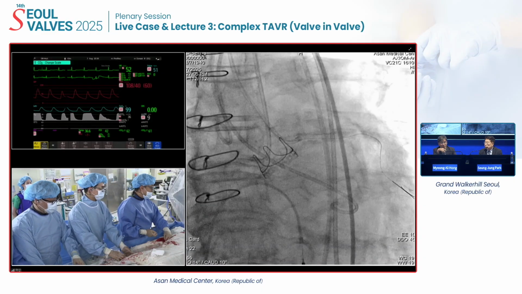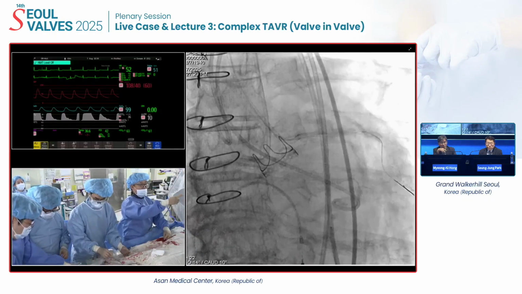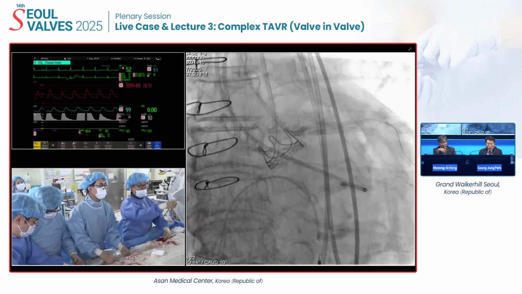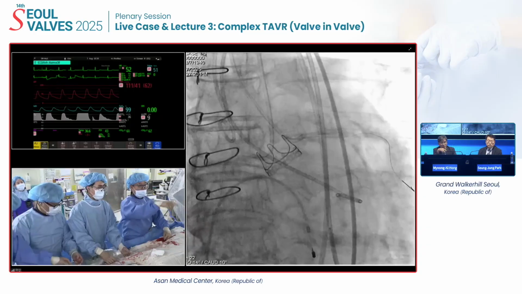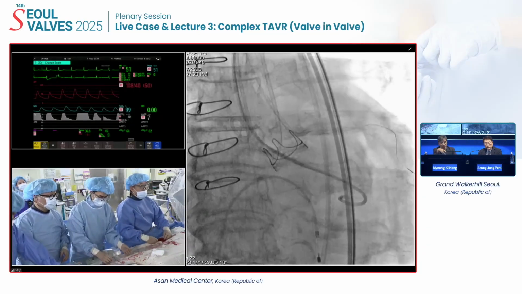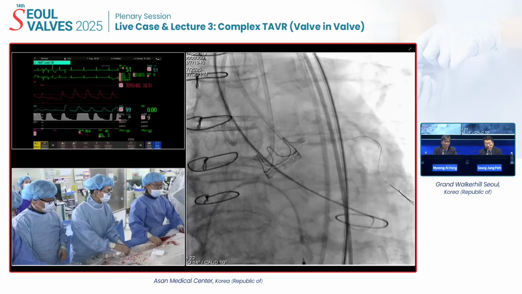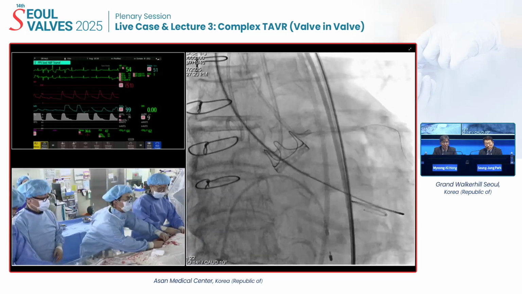We have no space for cerebral protection. As you can see, there is right coronary artery and left coronary artery protection. We also have a pigtail in the aorta and the LV. We don't have much space for the cerebral protection. And as you mentioned, cerebral protection would be helpful.